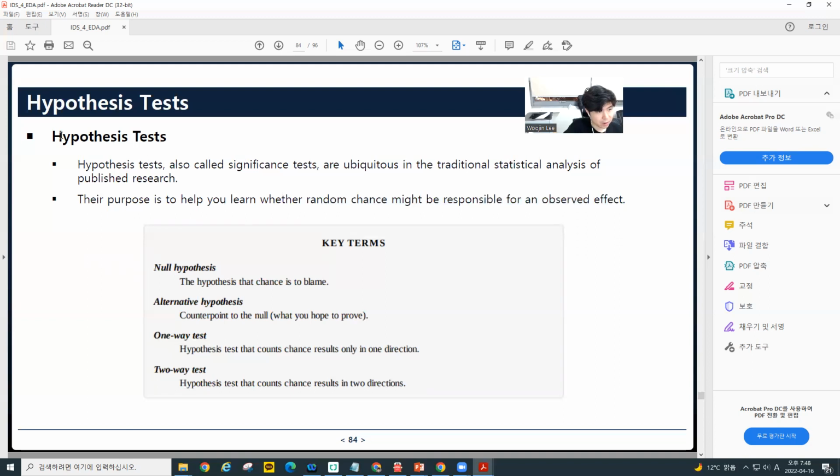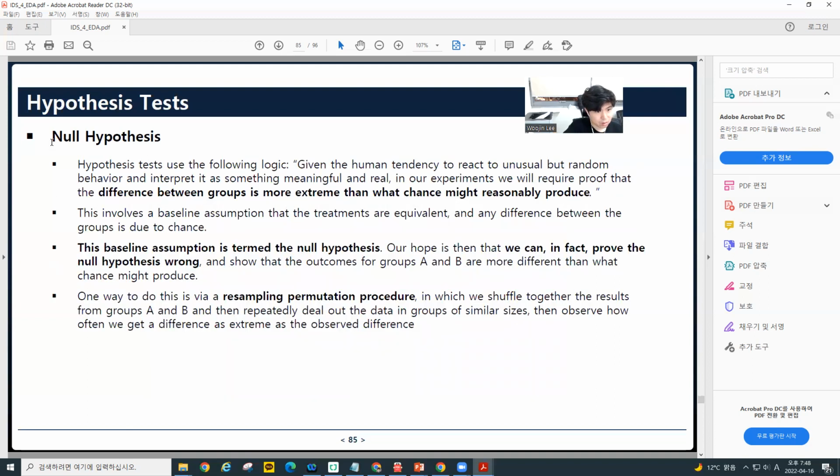First, when we make a hypothesis, basically we call the first one the null hypothesis. For example, there is a human tendency to react to random behavior, and even though the difference is produced by randomness, we can interpret it as something meaningful and something significant in our daily lives.